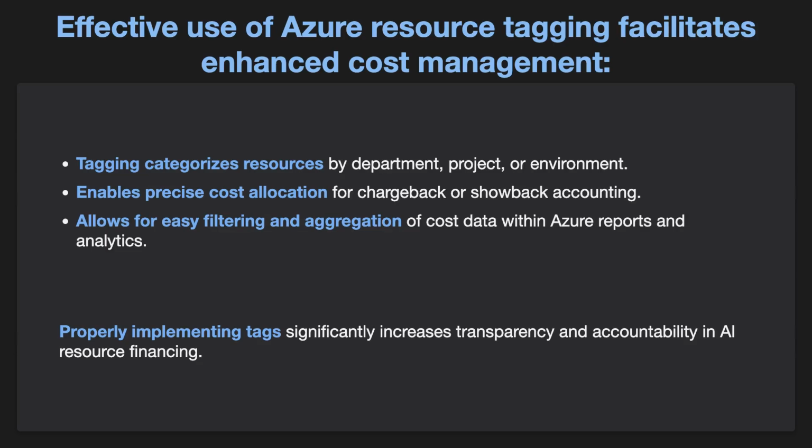Effective use of Azure Resource Tagging facilitates enhanced cost management. Tagging categorizes resources by department, project, or environment. It enables precise cost allocation for chargeback or showback accounting. It allows for easy filtering and aggregation of cost data within Azure Reports and Analytics. Properly implementing tags significantly increases transparency and accountability in AI resource financing.